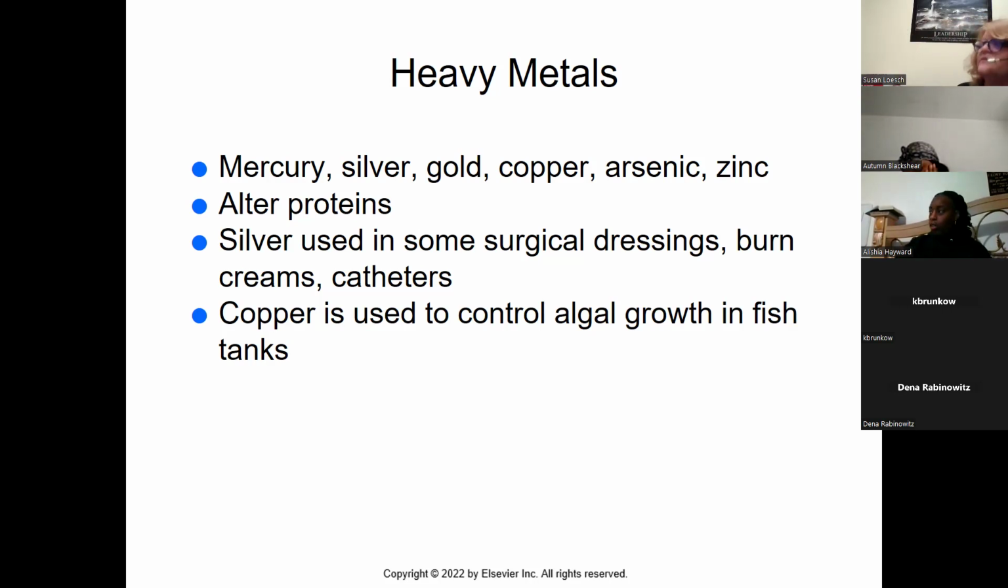We also use this for what? Anybody know? I can't hear you on mute. Push your space bar. Wounds. Say it again. Wounds. For wounds.